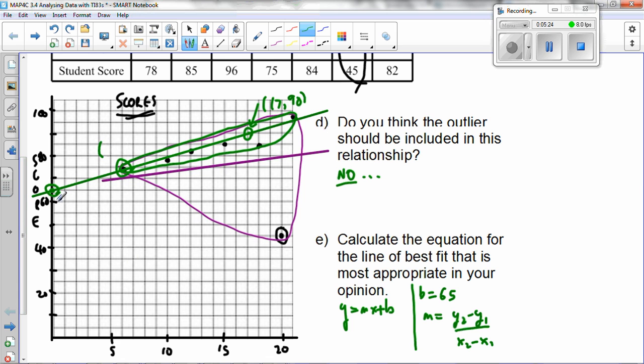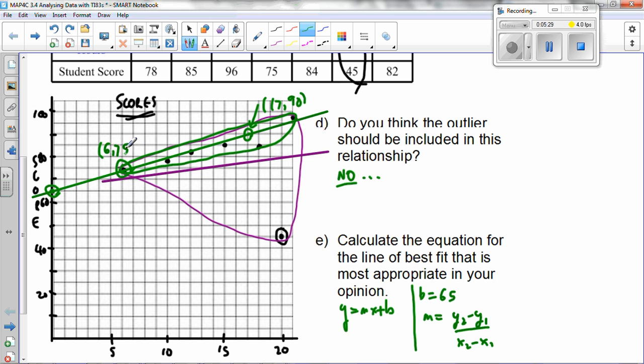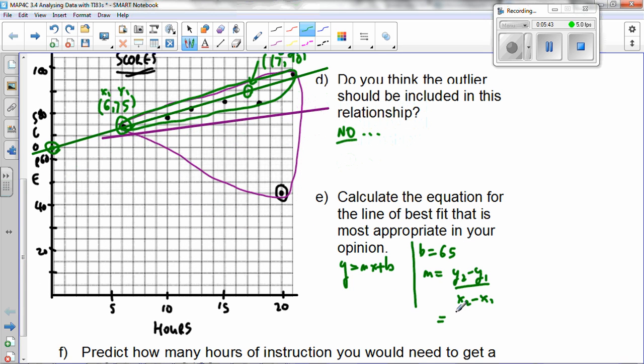What is it? That's 6, and which one was 6? 6 and 75. Those are the 2 points that I'm going to use. Remember, x1, y1, this is x2, y2, and then I can do my slope calculation here. The y's are on top. Subtract 75 over 17, subtract 6, and I get 15 over 11, which is about, I'm going to get a decimal answer here.